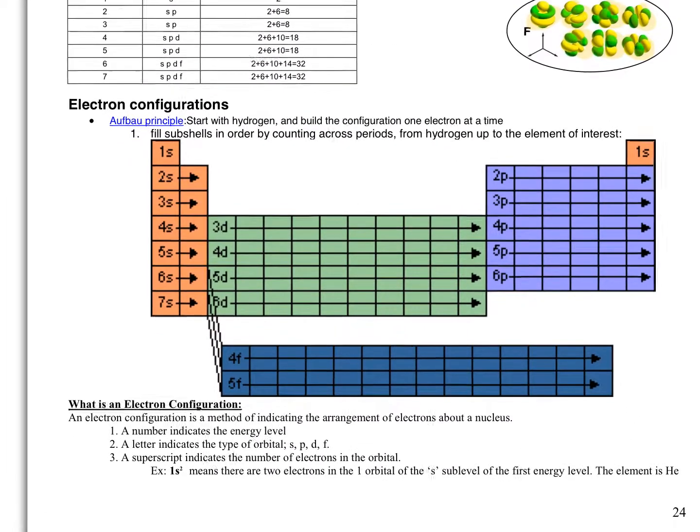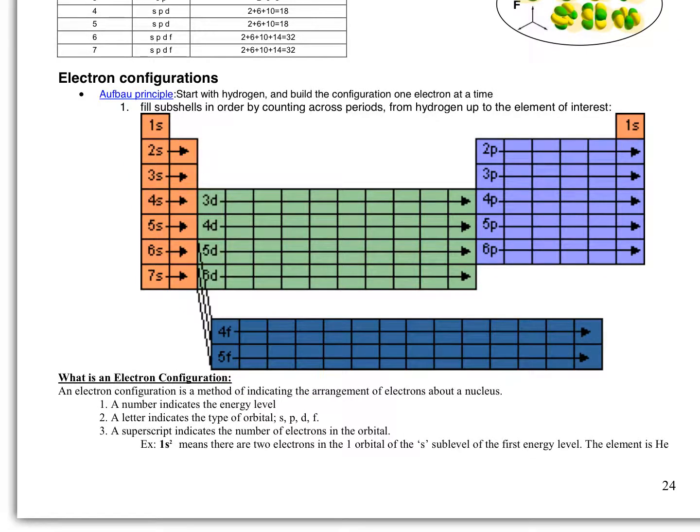So if you look at your periodic table, it can be divided into these blocks. Any element that lands in each one of these blocks has its last electron in this sublevel. So my Aufbau principle is going to tell me to start with hydrogen, which is of course the upper leftmost element, and build the configuration one electron at a time.